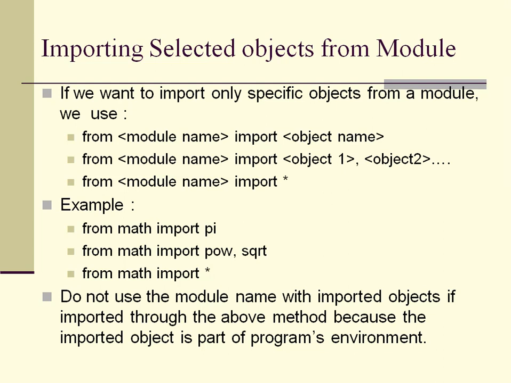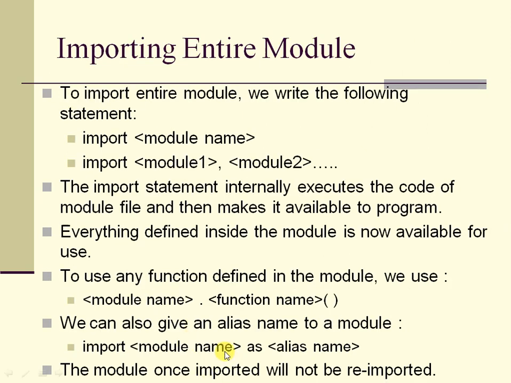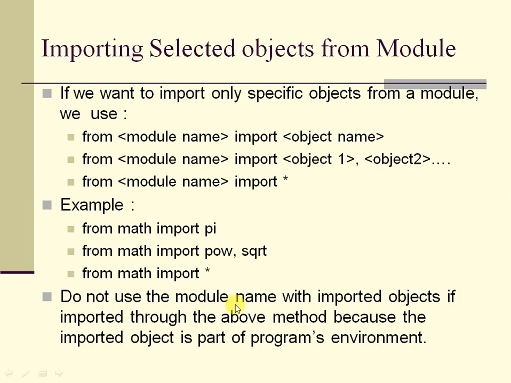The thing you have to note here is that you will not use the name of the module with the imported objects as we have used in the previous case. You can see here we use module name dot object name. But here we will not be using the name of the module. So do not use the module name with imported objects if imported through the above methods, because the imported object is now the part of your program environment. So this is the basic difference, and this difference will be cleared to you in the next few minutes.